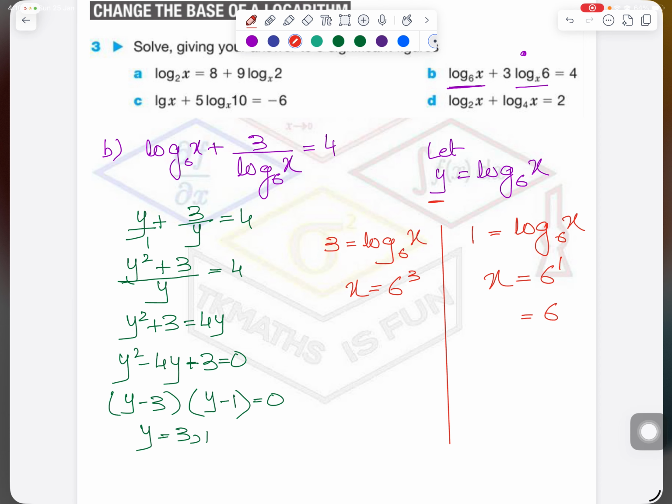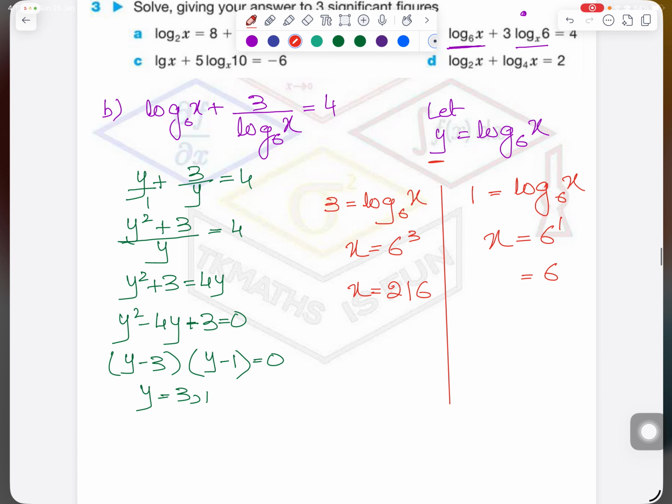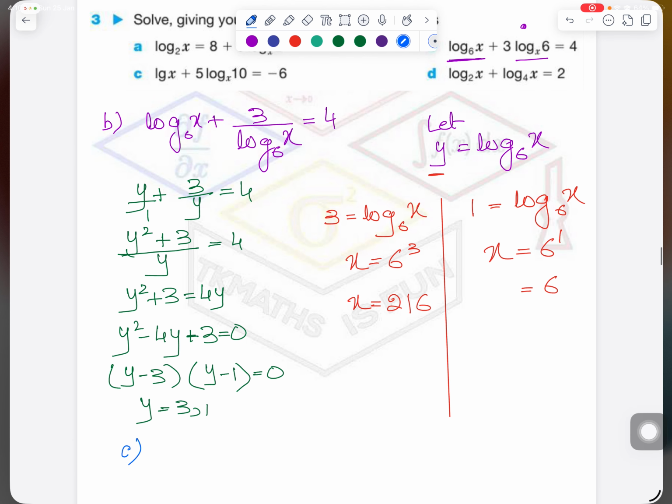And on the other side, let me check in the calculator. It is 6 power 3, so 216. So I got the answer here finally. Now for the other two questions, I'm telling you the answers directly and you can try it yourself and check whether you get the right answer or not. I'm sure you will get it because you are very smart.